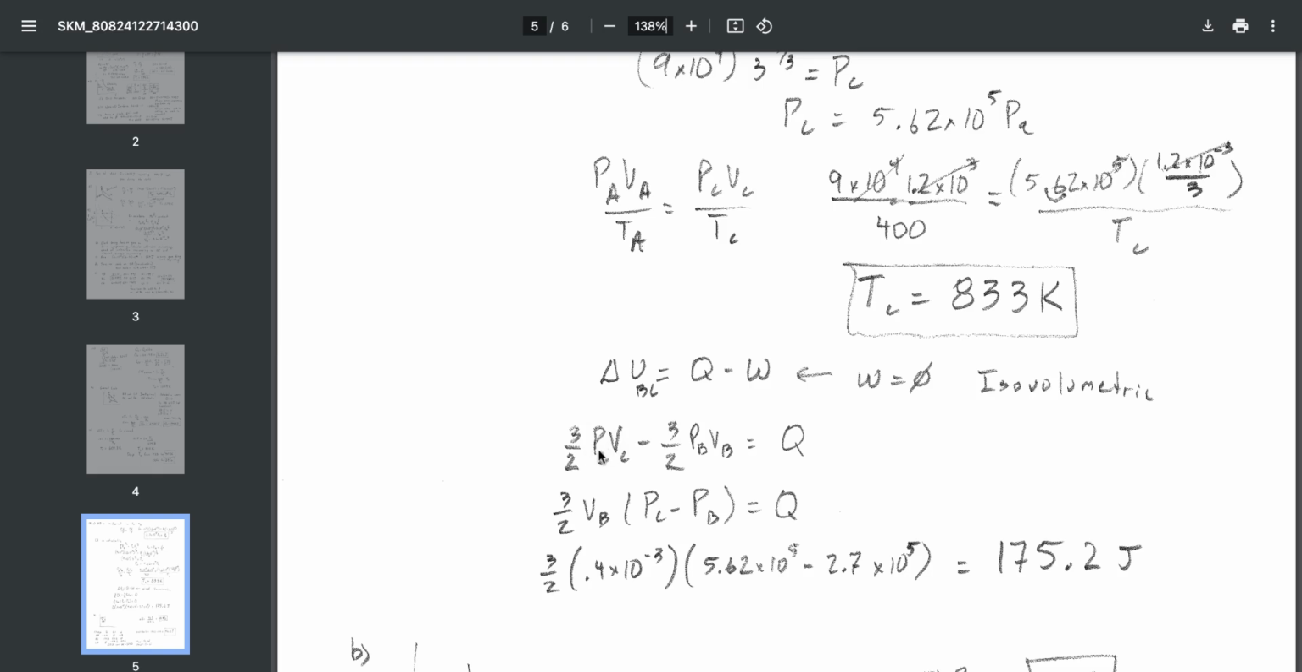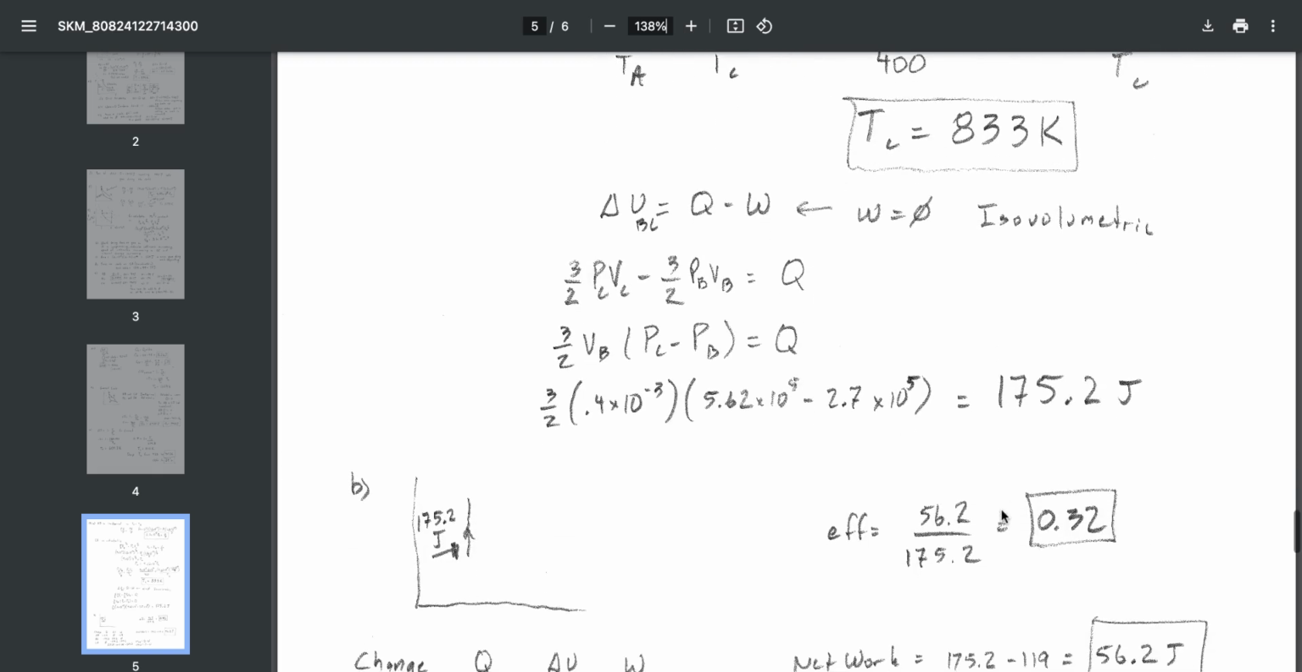and say that NkT is PV. So when you do that, the volume is the same because it's isovolumetric. So I just pulled everything out and had the pressure at C minus the pressure at B. When I worked that out, I got 175.2 joules. So that was A. And then B, it says determine the net work done.